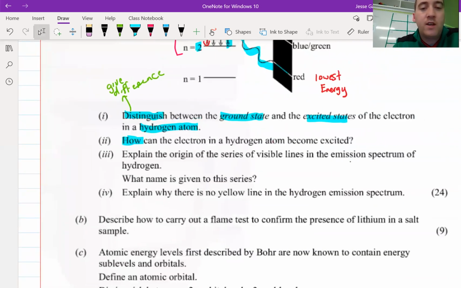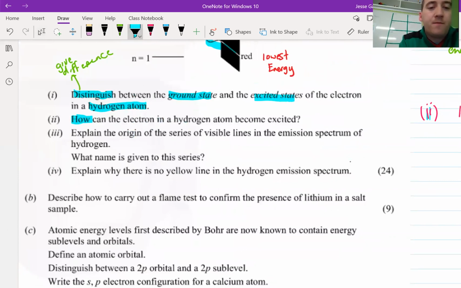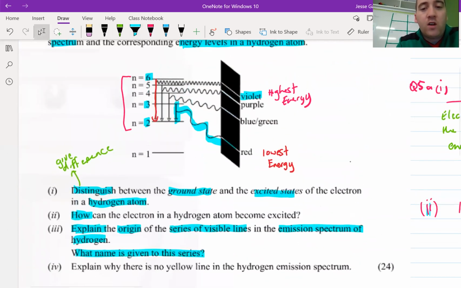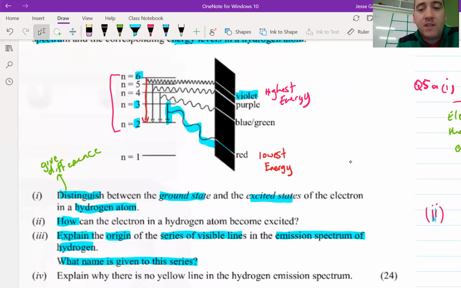Right, back to the question. Explain the origin, so that means where does it come from? The origin of the series of visible lines in an emission spectrum of hydrogen. And what name is given to this series? So there's two parts, explain and what name. Now, if you weren't sure, check the diagram. These are the visible lines, the lines you can see: violet, purple, blue, green, and red.